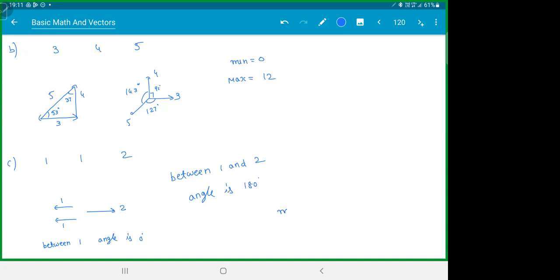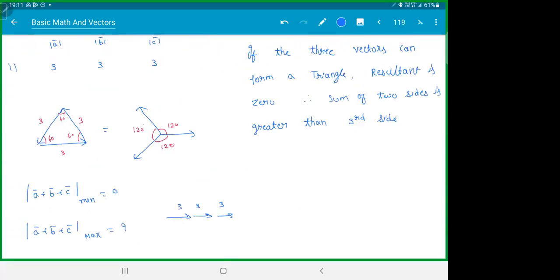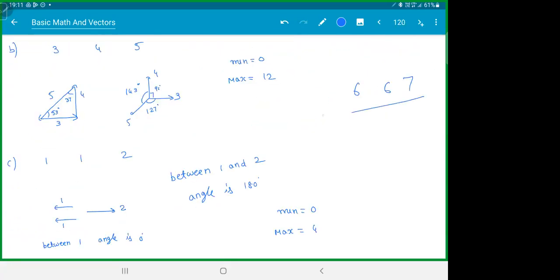So minimum is 0, maximum is 4. I hope that was clear. Please check any doubts on B and C. What is the D question? 6, 6, 7. Try, I'll give you a minute. D is 6, 6, 7.